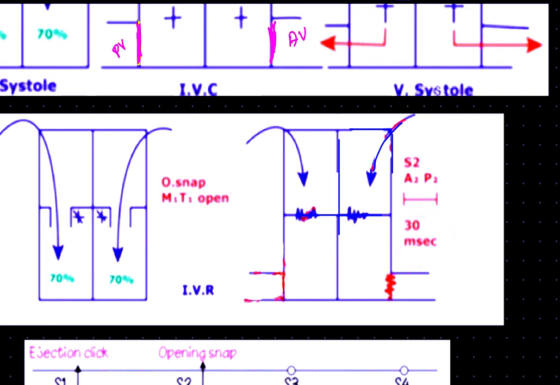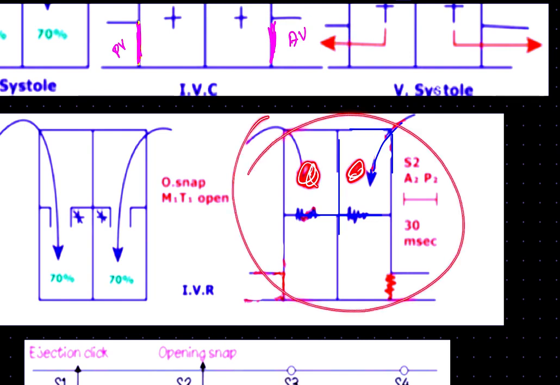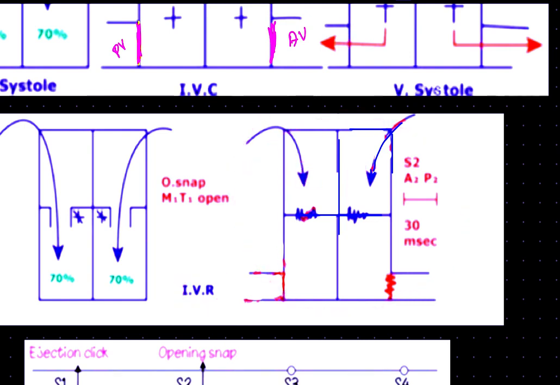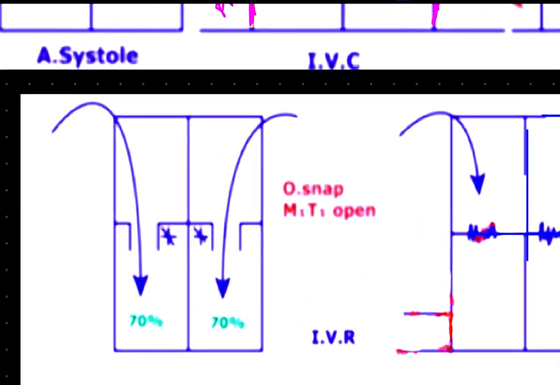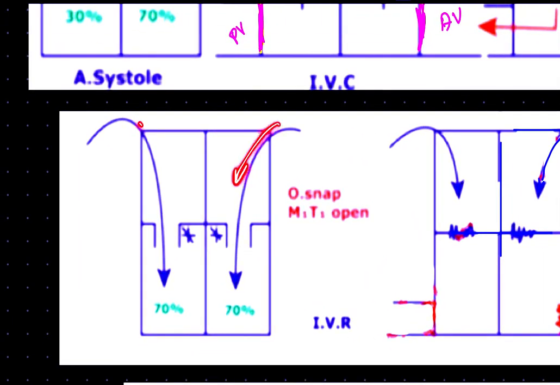Now, we have said that there is closure of these two valves, but there is filling of blood within our atrium. There is a process going on to allow this atrium to fill with blood. Since the ventricle is in diastole, the relaxation phase, this phase is called isovolumetric relaxation.